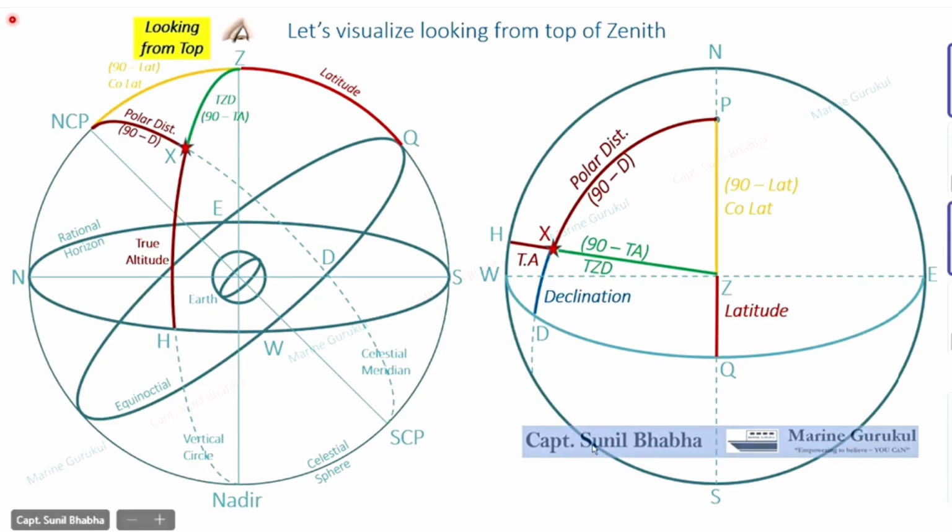Sir, please give the definition of rational horizon. Beta, rational horizon is a great circle on the celestial sphere, every point on which is 90 degrees away from the zenith as well as the nadir of the observer. Okay sir. Getting clear beta? Yes sir, thank you. Okay, all right. So let me show you a couple more things in this diagram.